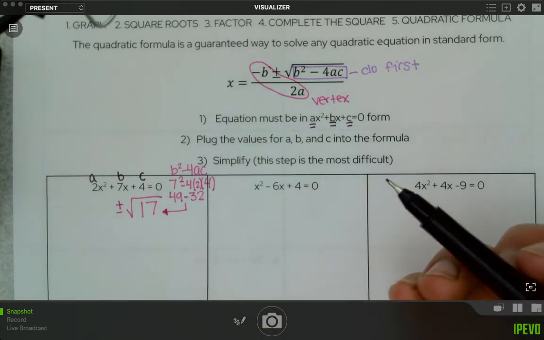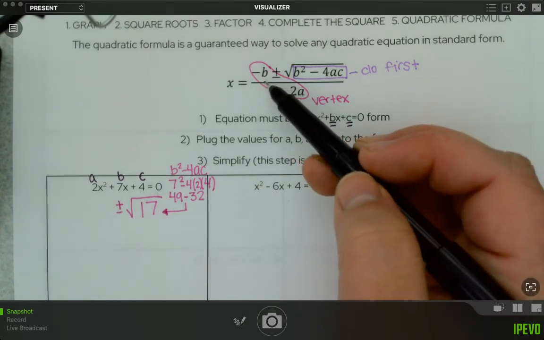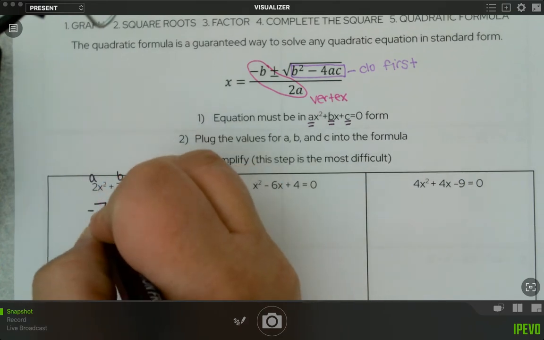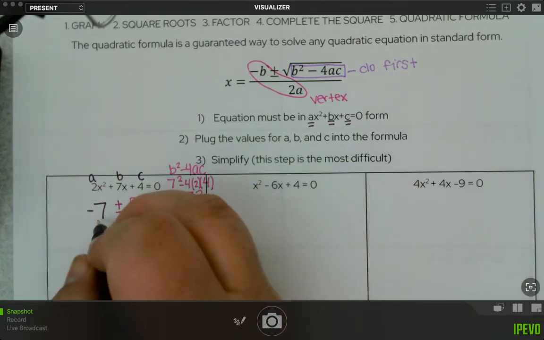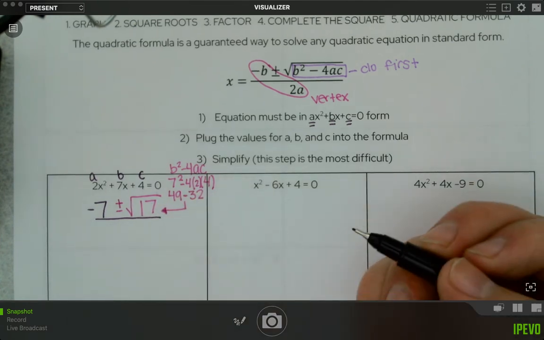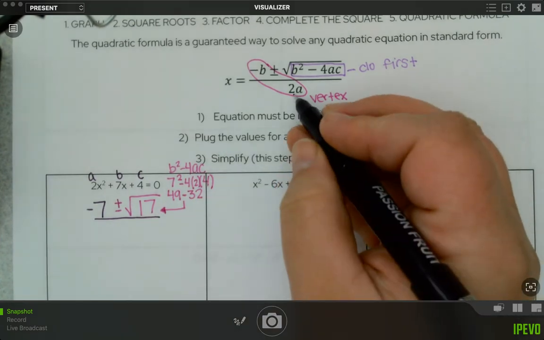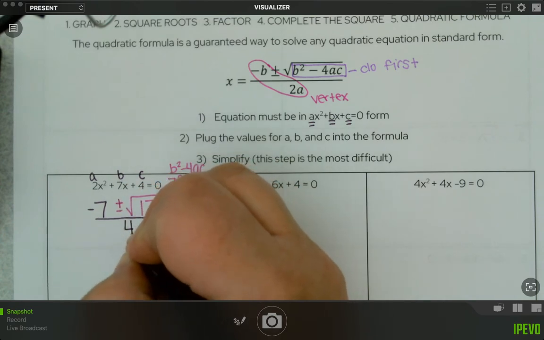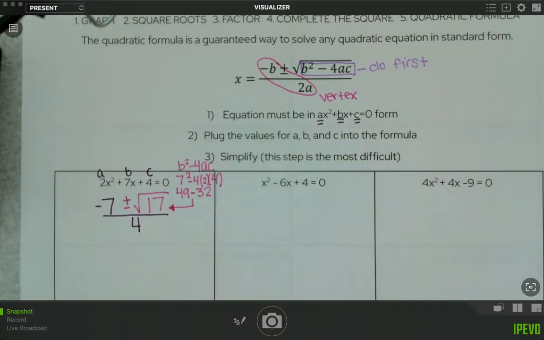Then I'm going to fill in the rest of the formula. So negative b, or the opposite of b, goes out front. B is 7, so this will be negative 7. So you always switch that sign. And on the bottom is 2a. 2 times 2 is 4. And that's it, guys. You're done. That is the entire problem right there. Let's try another one.